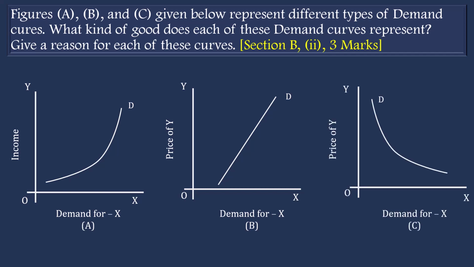Take the graph C. In this case, good X is a complementary to good Y. The cross demand curve of good X slopes downward. Since good X is to be consumed along with good Y, as the price of good Y falls, consumers not only buy more of good Y but also good X.